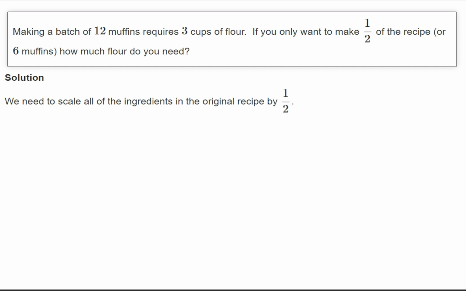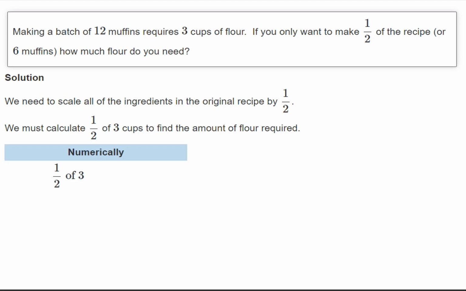In order to solve this problem, we need to scale all of the ingredients in the original recipe down by a factor of 1/2, which means that we must calculate 1/2 of 3 cups in order to find the amount of flour that's required to make half of the recipe. Now we have 2 ways that we can do this.